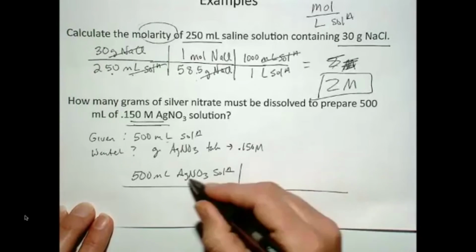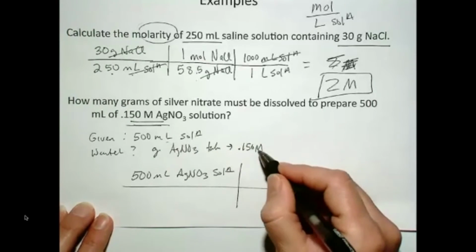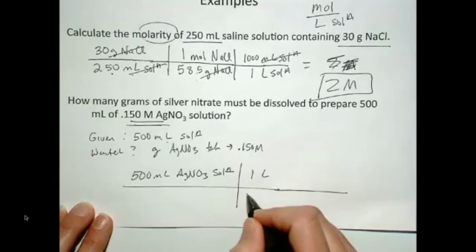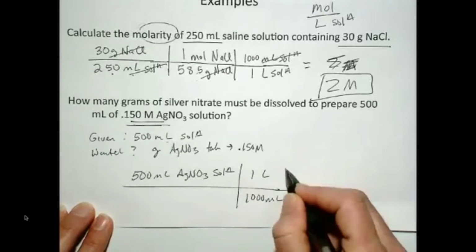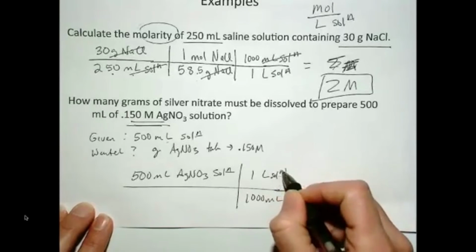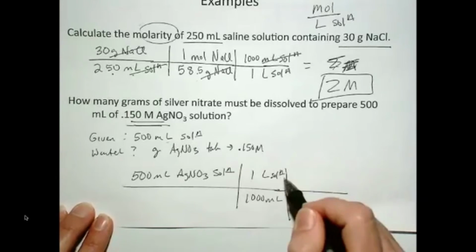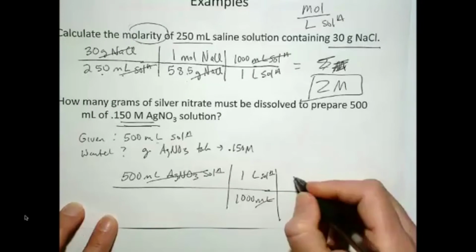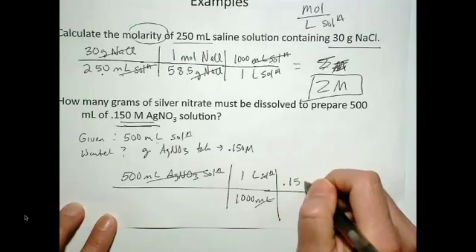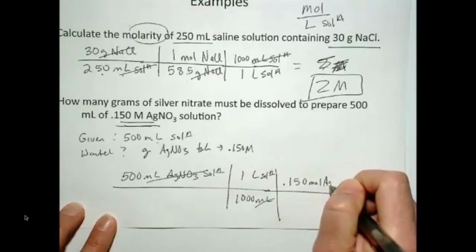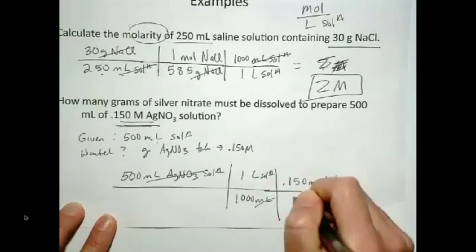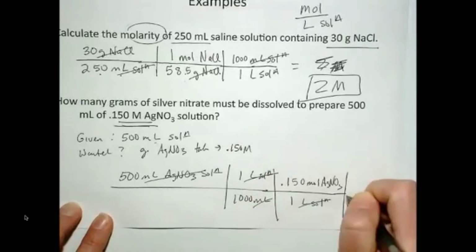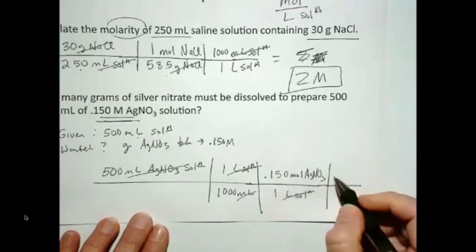Then you just need to get that into units of liters, because molarity is moles per liter. So that's going to be 1 liter divided by 1,000 milliliters of solution. That's going to cancel. I'm left in liters, and now I can multiply that by the concentration, 0.150 moles silver nitrate per 1 liter of solution. That's going to cancel. Now I'm in units of moles. Now I just need to get the number of grams.